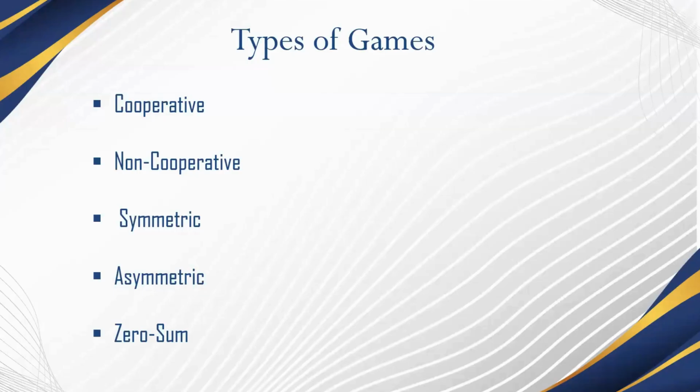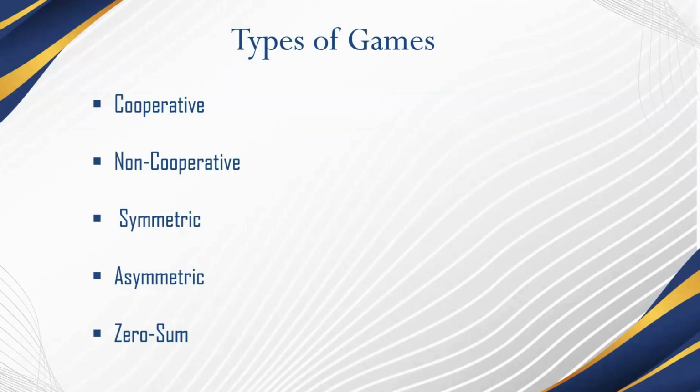Cooperative game. Players can make binding agreements and coalitions. So the focus is on how groups of players can collaborate to achieve the best outcomes. Non-cooperative games: no binding agreements are allowed, and each player acts independently to maximize their own payoff.